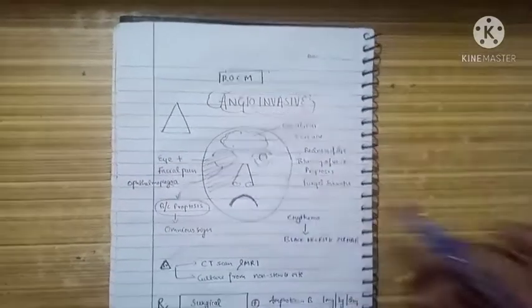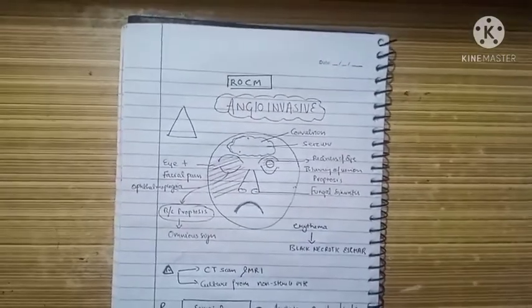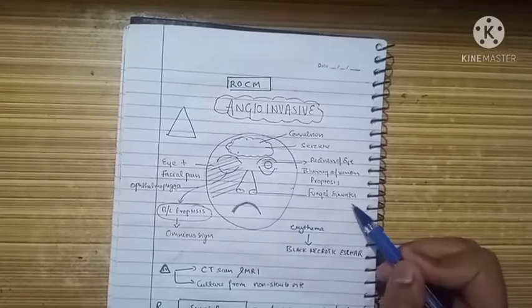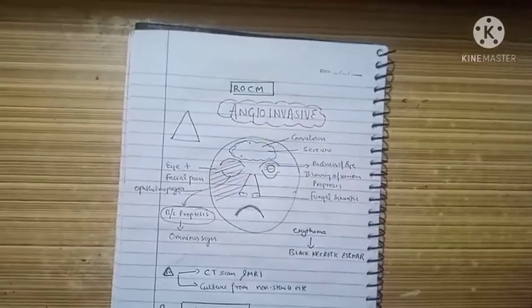So the patient will classically have pain, okay, in the cheek and numbness around it. Plus he will present with fungal sinusitis, that is, he will have a nasal discharge which can also be bloody.